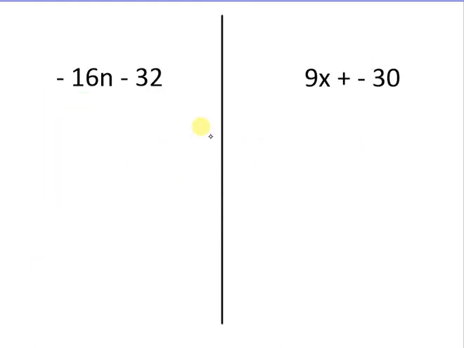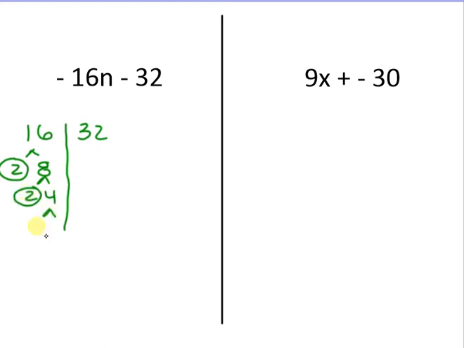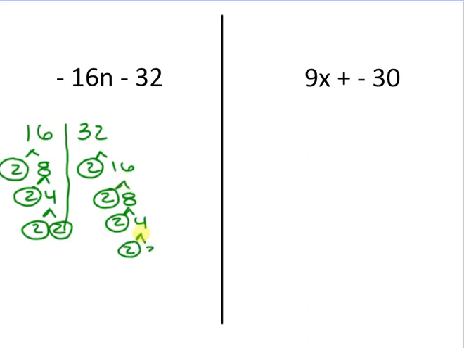All right, let's take a look at another example. So remember, when you do the GCF, you can go ahead and ignore the variables. So here I'm going to find the GCF of 16 and 32. So 16 can be broken up into 2 and 8. And then I can break up 8 into 2 and 4. And I can break 4 up into 2 and 2. For 32, I can break it up into 2 and 16. 16 I can break up into 2 and 8. 8 I can break up into 2 and 4. And then 4 I can break up into 2 and 2.